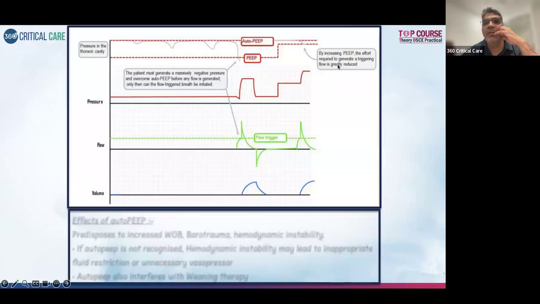By increasing the PEEP, the effort required to generate. So the role of external PEEP in auto PEEP: what happens is you can put some external PEEP to splint the airway so that more air can be exhausted through a splinted bronchus rather than a compressed bronchus. So we'll talk about that. Probably there's a picture on this.